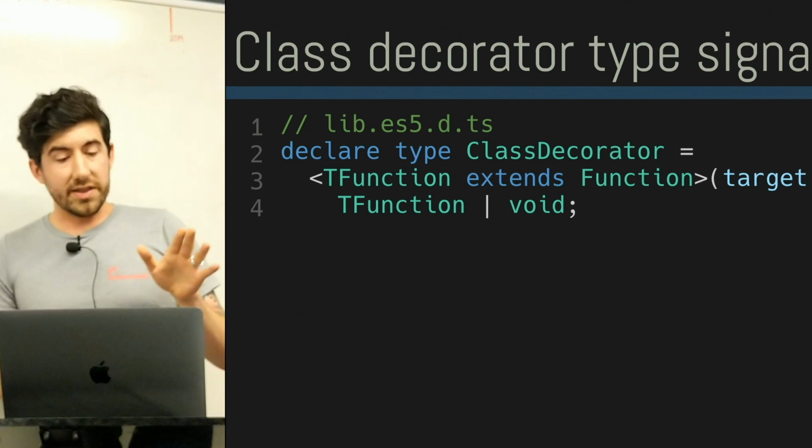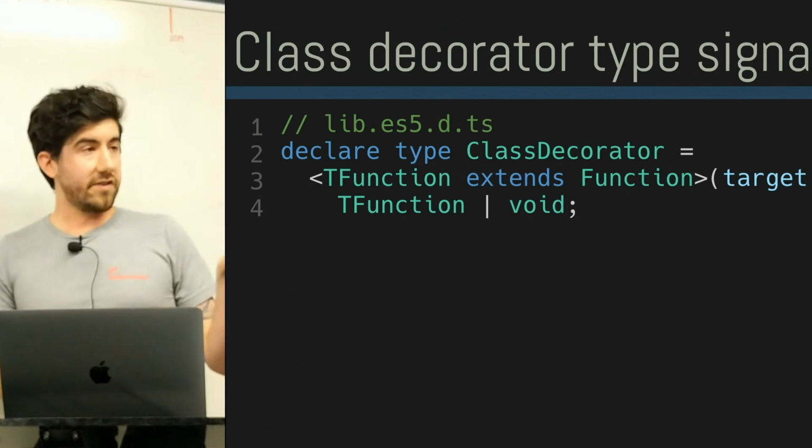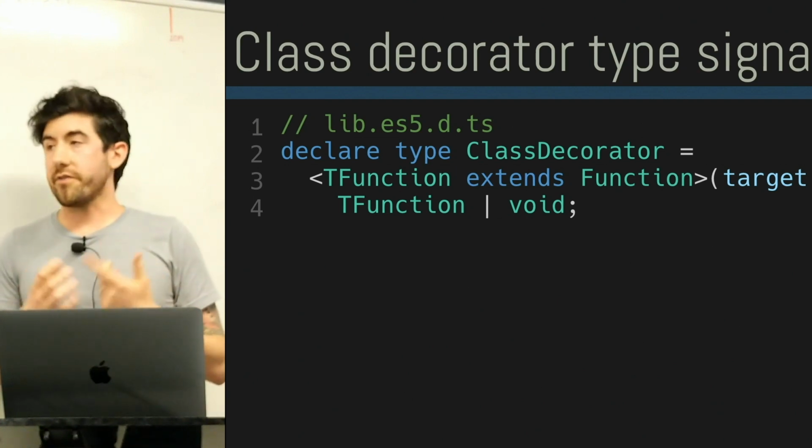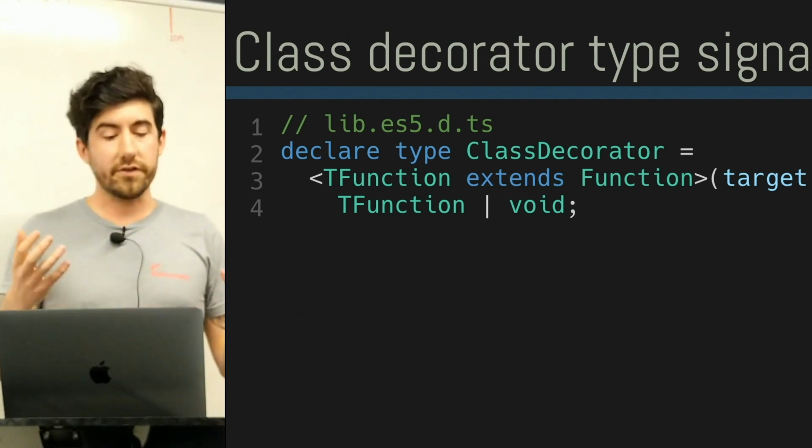But just know, if we look at this, it takes in a function. You have a generic there that's going to take in a function. And then the output, again, is a function. So decorators are very simple. It takes in a function, returns a function.